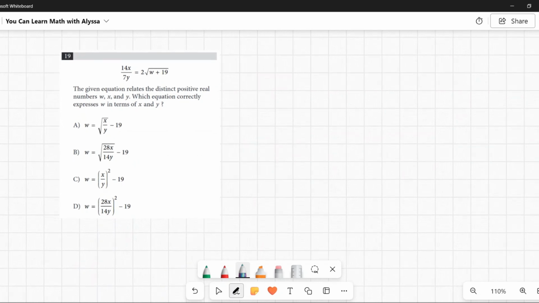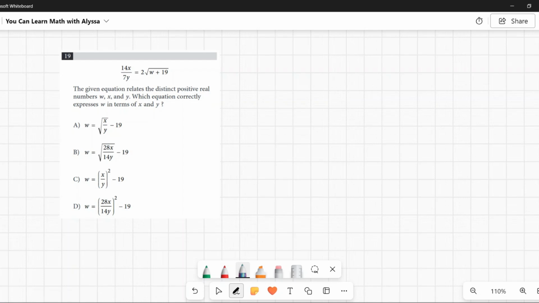Number 19. The given equation relates the distinct positive real numbers w, x, and y. Which equation correctly expresses w in terms of x and y? This could also be said as solve for w. In this case, they're being a little nice and saying expresses w.